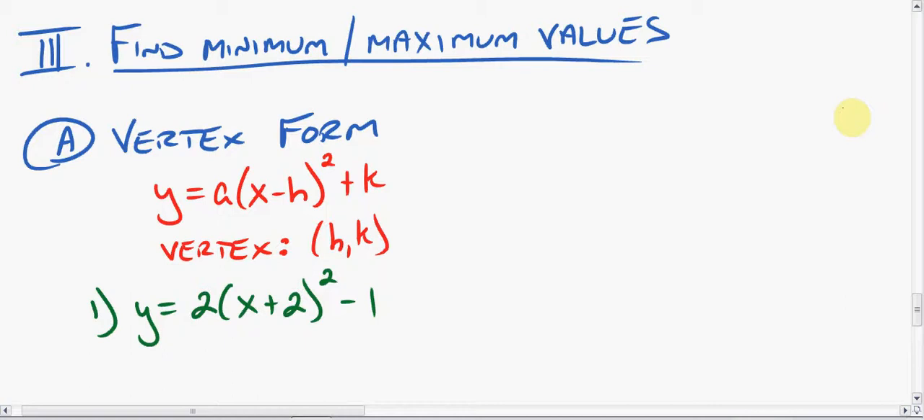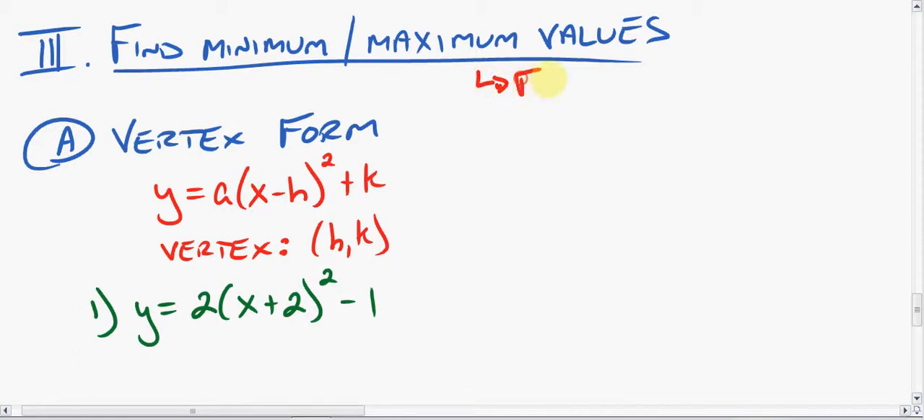We said if your A value, which is this value right here, is positive, your graph's going to open up. If your A value is negative, your graph is going to open down. And what are your maximum and minimum values? Well, the maximum and minimum value is always going to be the y value of the vertex. You have to find the vertex. So that's what you're going to want to do.